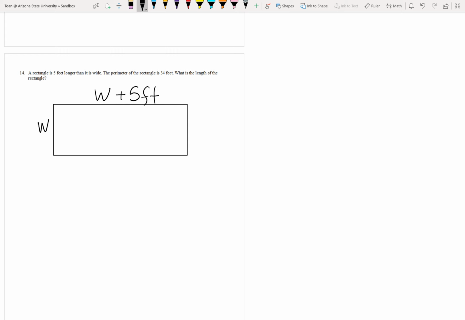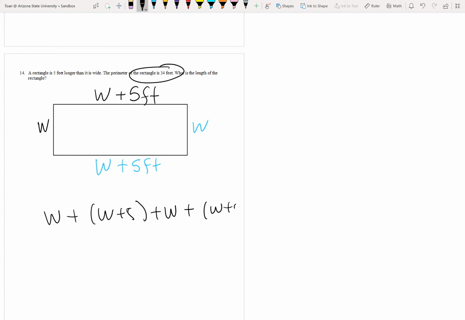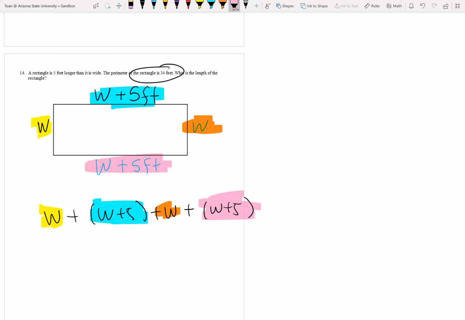Then it says the perimeter is 34 feet, and we have to know that the perimeter of any polygon is the sum of all the sides. So I should know that this is also the width, and the length is also the width plus 5 feet. Adding up all the sides, w plus 5 plus w plus 5. All I did was take this guy plus this guy plus this guy plus this guy. That's the perimeter, and according to the problem, the perimeter should be 34.